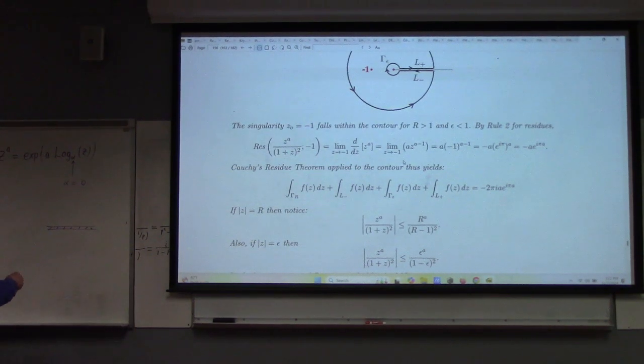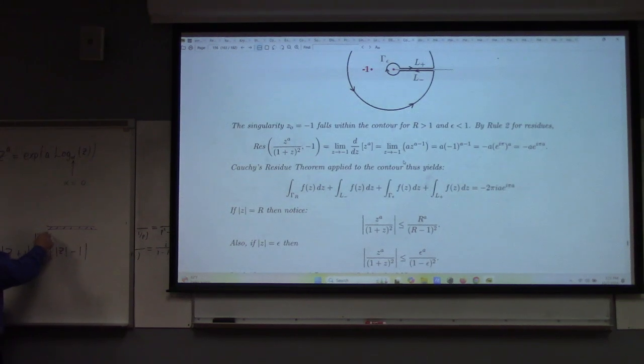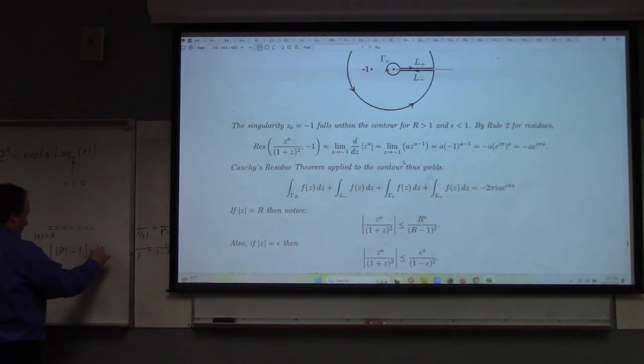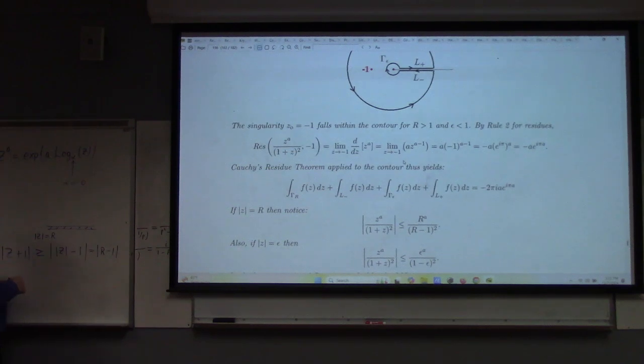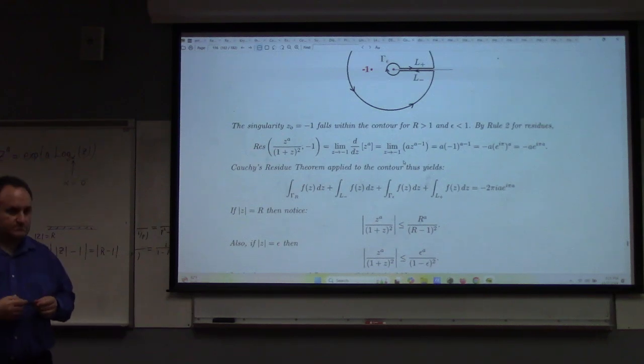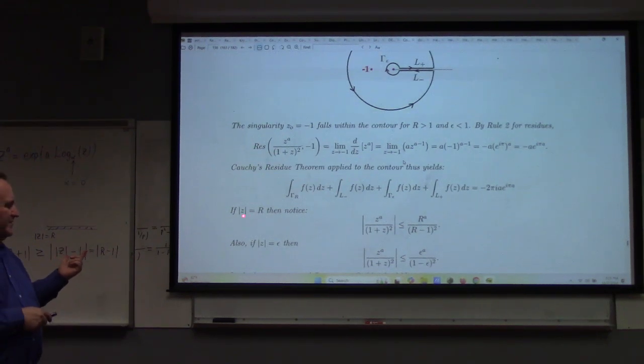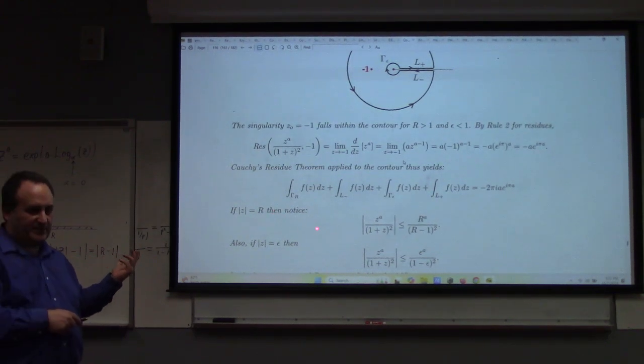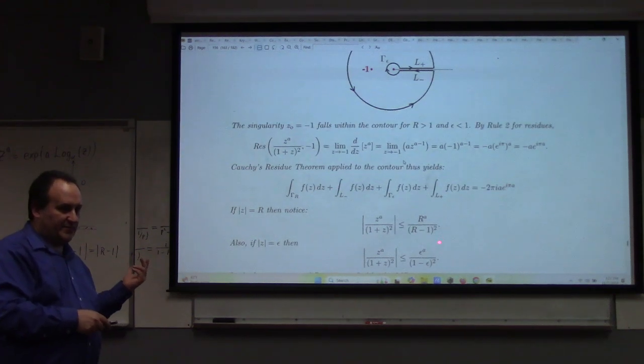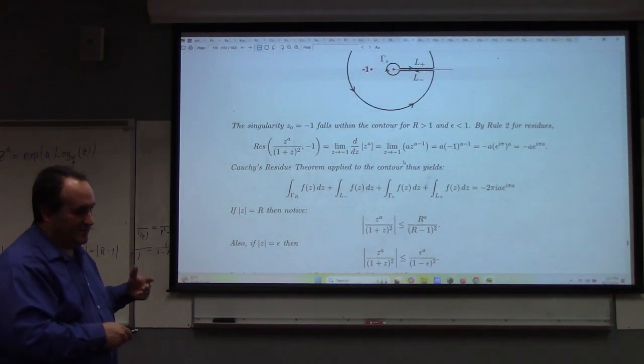The modulus of z plus 1 is greater than or equal to the absolute value of the modulus of z minus 1. And if the modulus of z is equal to r, this is equal to the absolute value of r minus 1. All right? So I should probably assume that r is greater than 1 for this calculation. Otherwise, I could have division by 0 there, which would be a little bit off-putting, right?